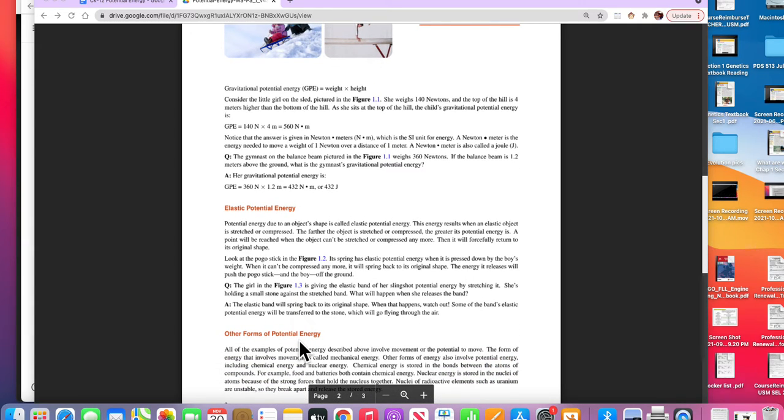This next part is the exciting part: elastic potential energy. Potential energy due to shape is called elastic potential energy. This energy results when an elastic object is stretched or compressed. The farther an object is extended or compressed, the greater the potential energy is. A point will be reached when the object can't be stretched or compressed anymore.